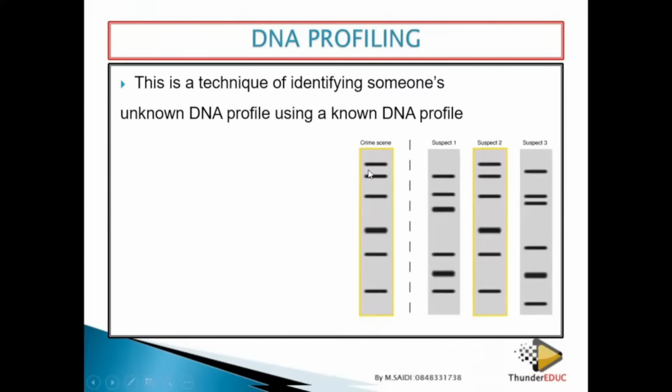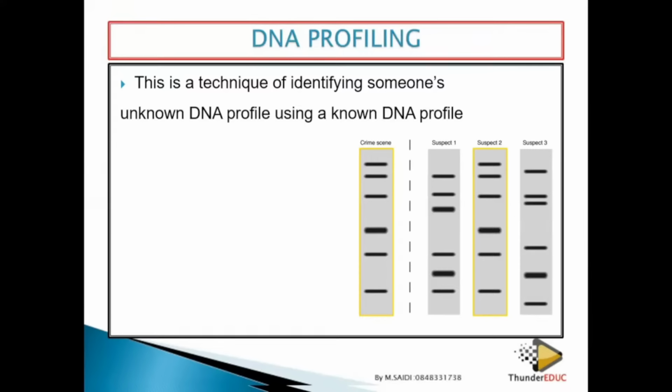So here is an example. This is a crime scene, where someone committed a crime. When I go to the crime scene, I find some material, for example hair or blood, and I collect that sample. I take it for DNA testing or DNA profiling, so I get the profile of the DNA.